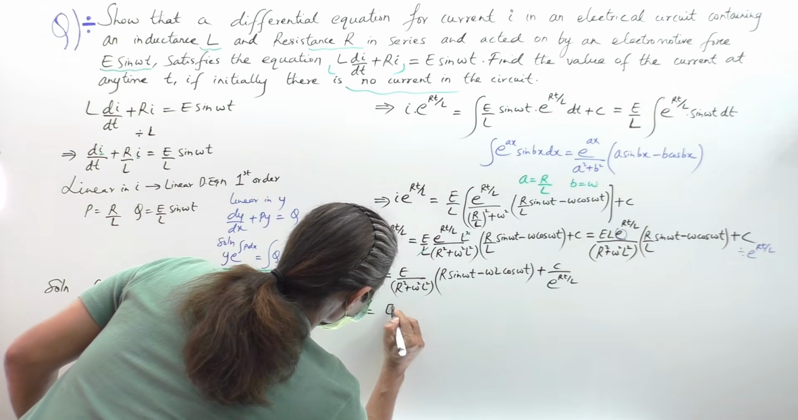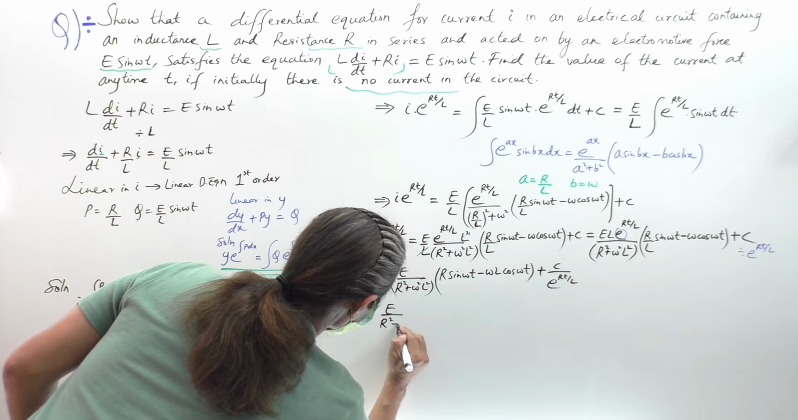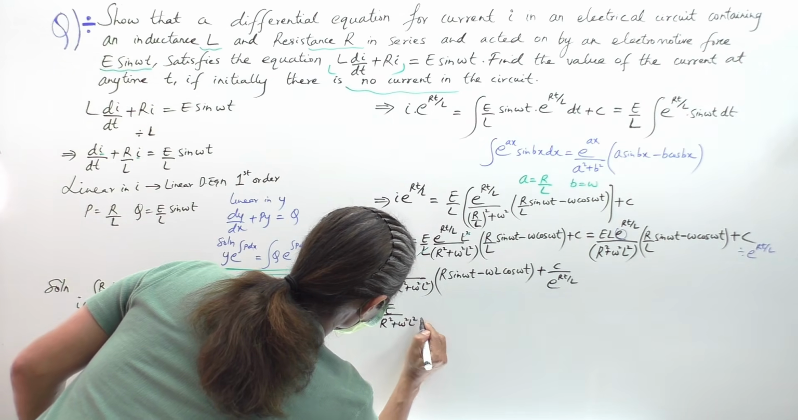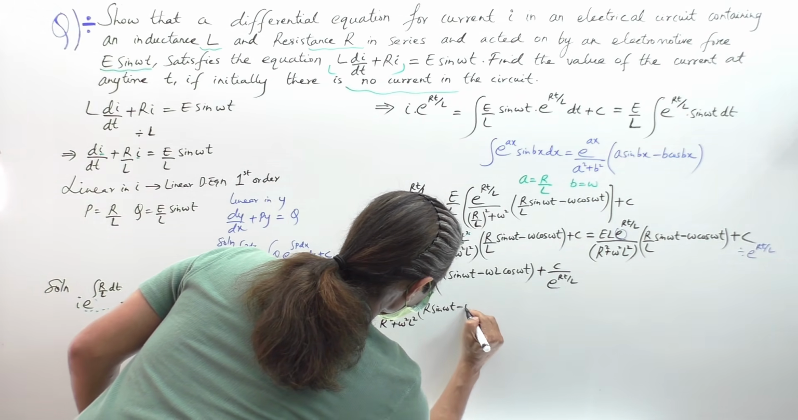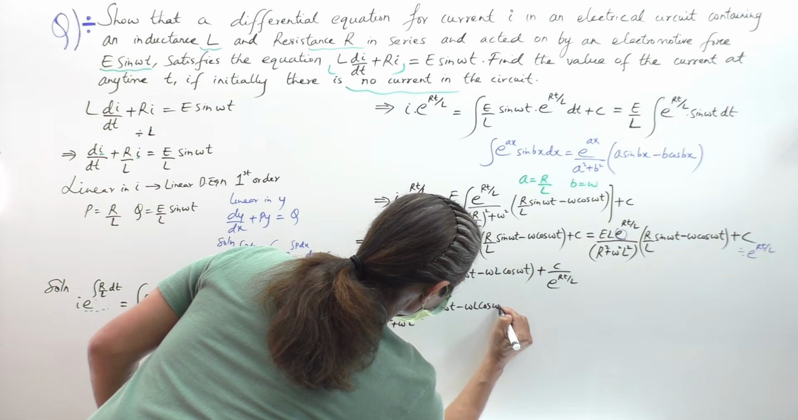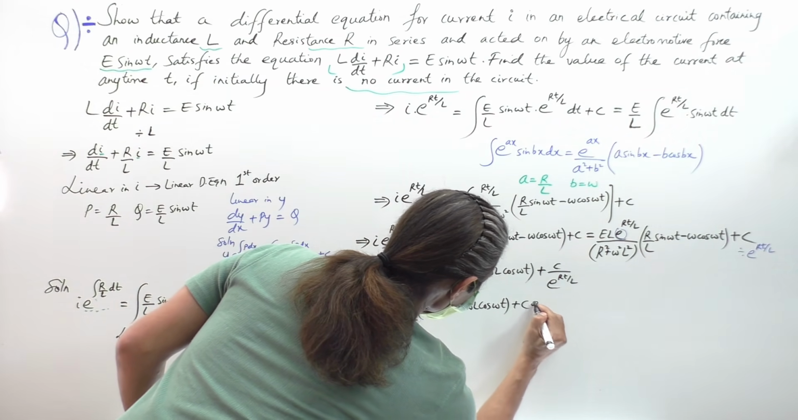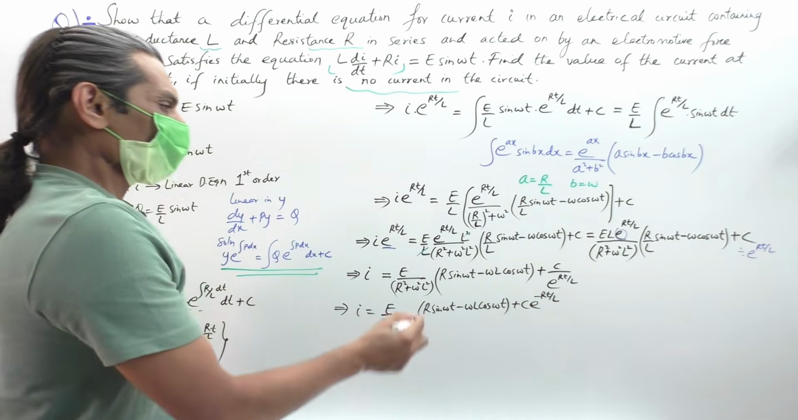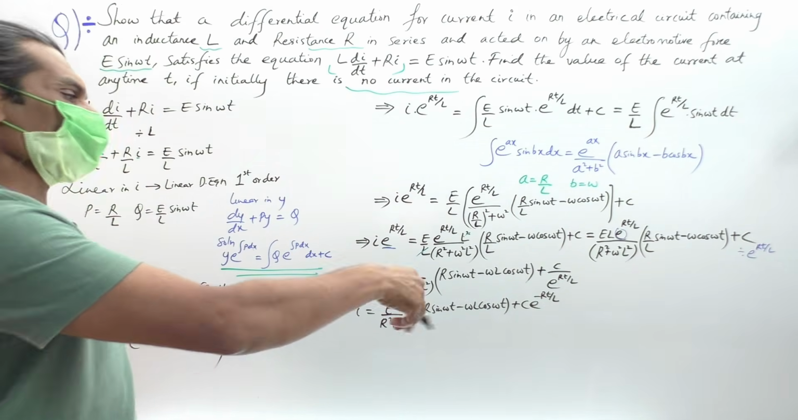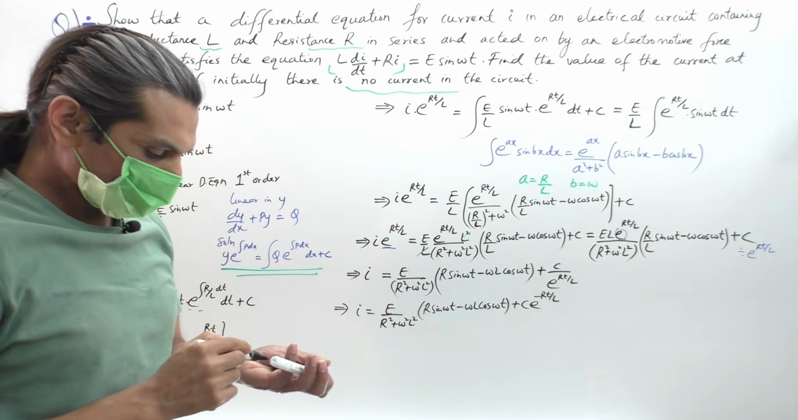The final equation is E divided by R square plus omega square L square into R sin omega t minus omega L cos omega t, plus C e raised to minus Rt, whole divided by L. Why? Because 1 upon e raised to Rt by L is e raised to minus Rt by L. Okay, done. So this is my solution.